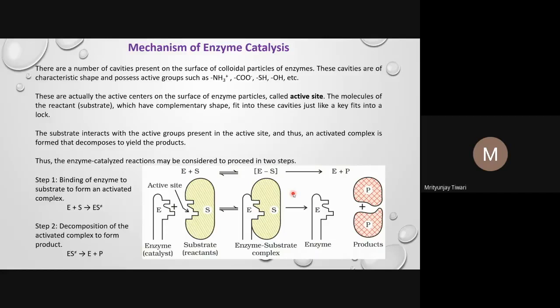The Michaelis-Menten constant is there, but this is not in your syllabus. So the enzymatic reaction may happen in two steps. First, binding of enzyme to substrate to form an activated complex. The dagger denotes an activated complex. Second, the decomposition of the activated complex to form the product. So this activated complex decomposes into the product and an enzyme, and here we get the enzyme separated.